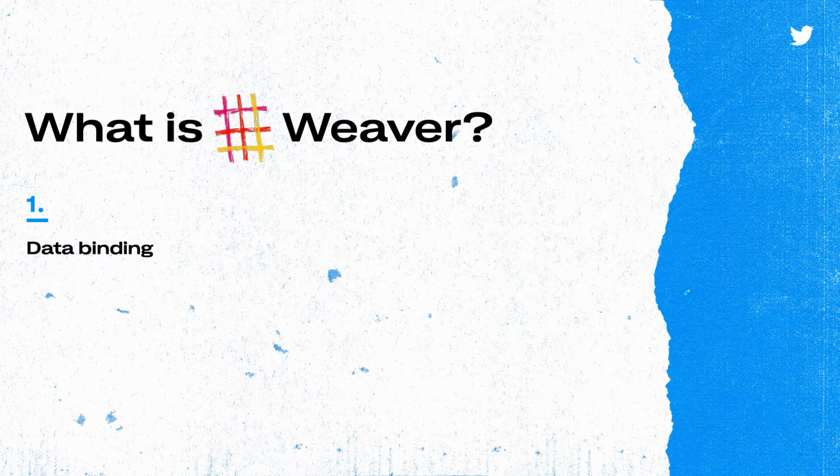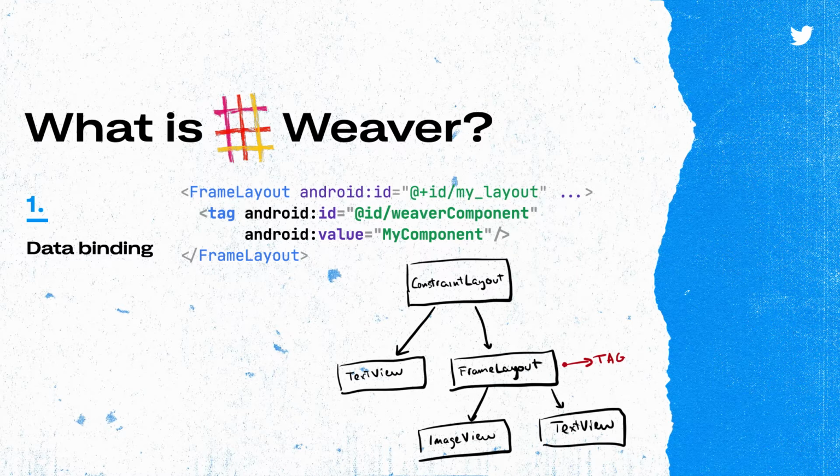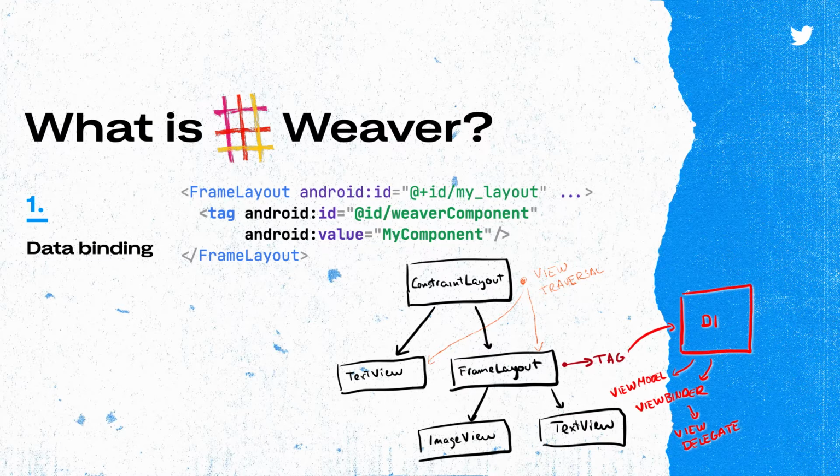We can start looking into what parts conform this framework. The first one is data binding. So we add to the layout XML a tag with an arbitrary string. In this case, it's just my component there. Then when we are inflating the layout, after we inflate the layout, we start a view traversal and we go through the view hierarchy. And then we will eventually get to the view that has this my component tag. And based on that tag, we would be able to look at the definitions in the DI for the current view layout and grab from there the view model, the view binder, the delegate, and then perform the binding. And this will happen for all the views in the hierarchy, so there might be multiple components that can be bound in this way.